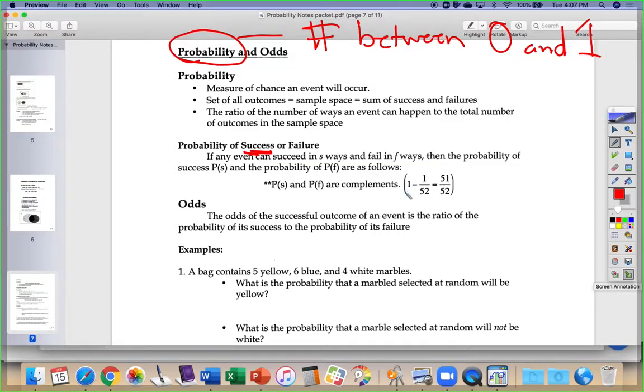All probability must sum up to 1. Okay, all the probabilities of every event. So it's a measure of chance will occur. The set of all outcomes is the sample space. All the sample space together is equal to 1, meaning all the probability is equal to 1. The ratio in a probability is the number of successes over the total sample space.